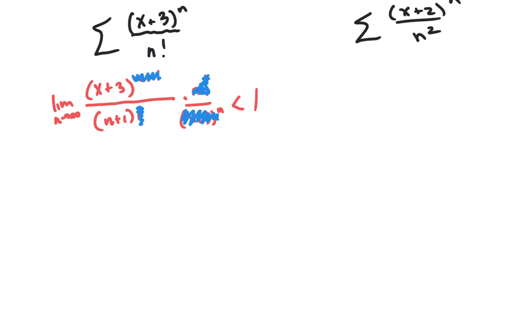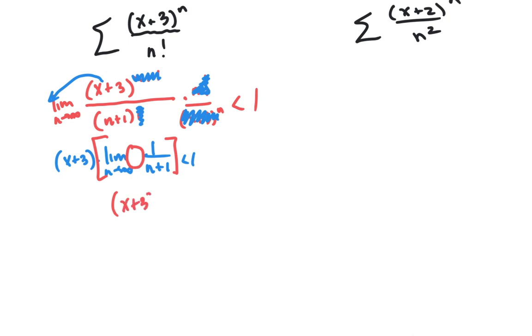Now, the stuff that doesn't have an n, I pull out front. So I've got an x plus 3, times the limit as n goes to infinity of 1 over n plus 1. This limit is 0 because the higher powered thing is in the bottom. x plus 3 times 0 needs to be between negative 1 and 1. I'm just going to put a 0 out here like that.